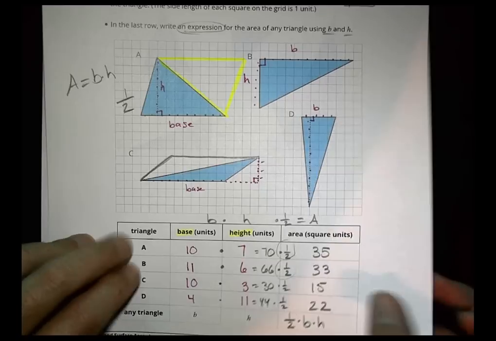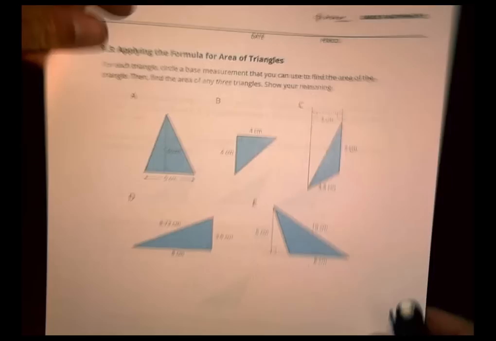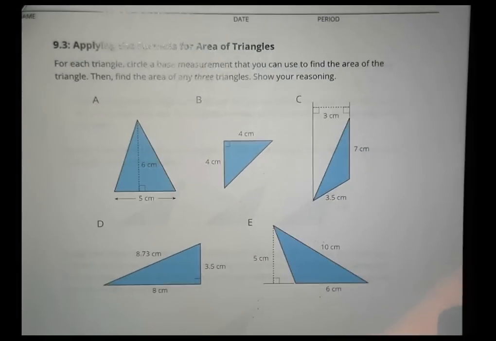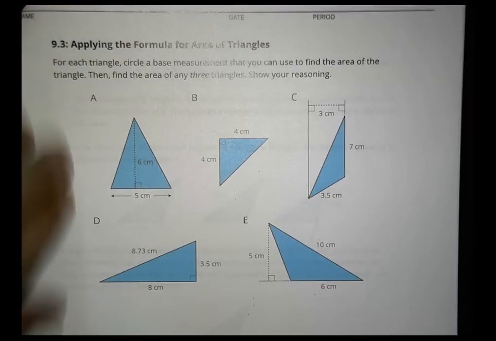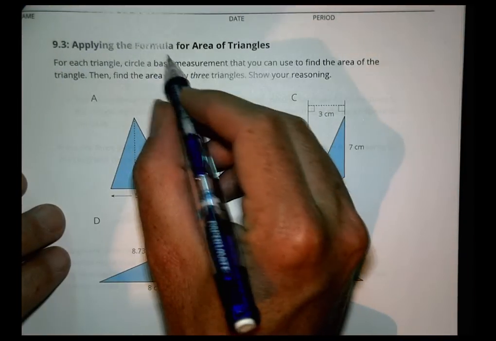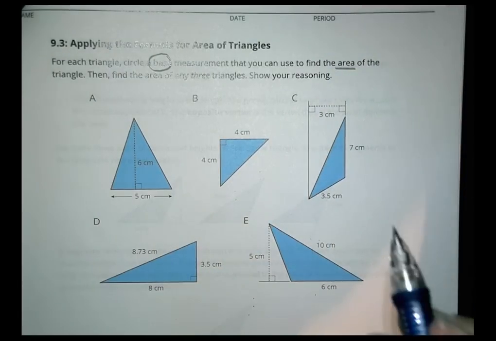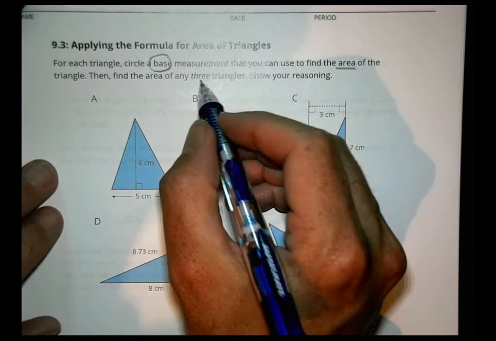Alright, let's see if we can use this now on the next page. And I'll try to keep the page visible for you. I'll zoom in there a little bit. Should be okay. Alright. For each triangle, circle a base measurement that you can use to find the area of the triangle, and then find the area of any 3 triangles.